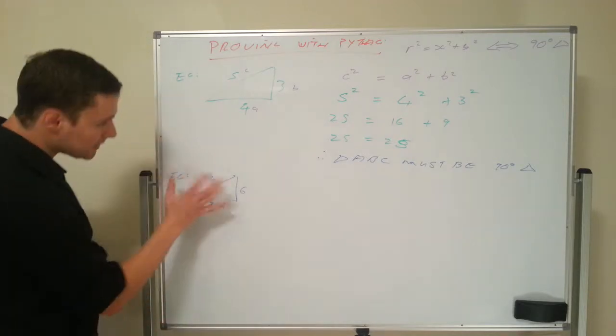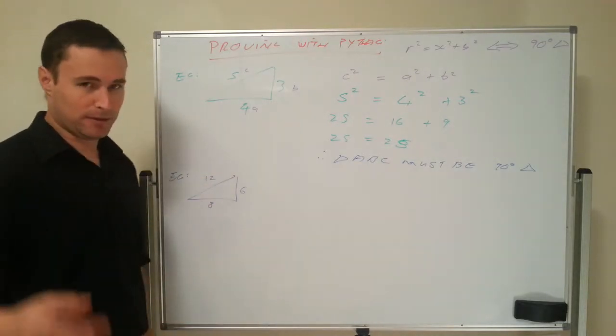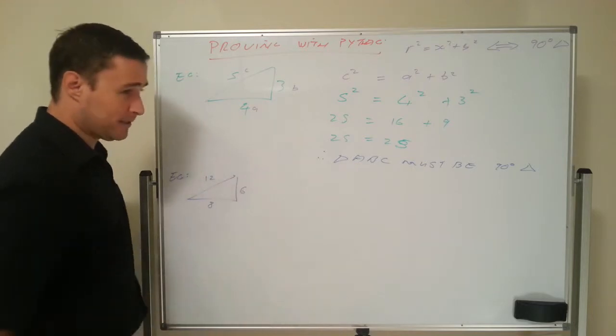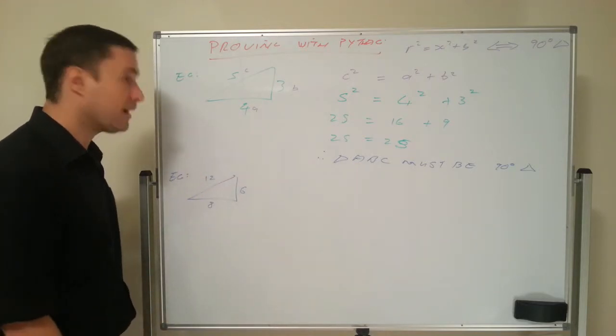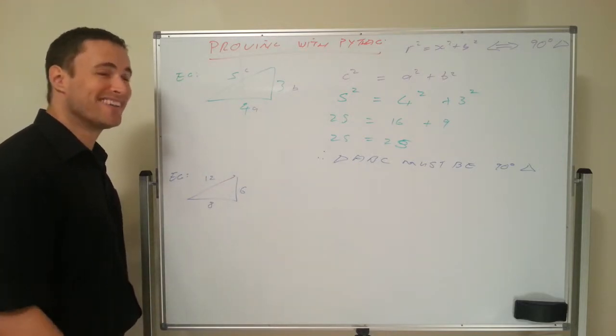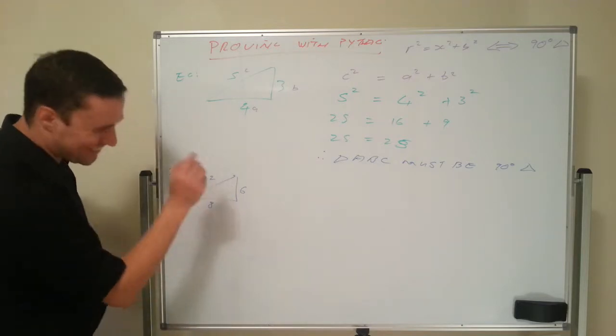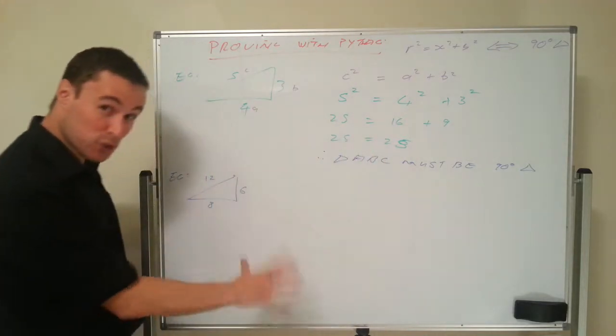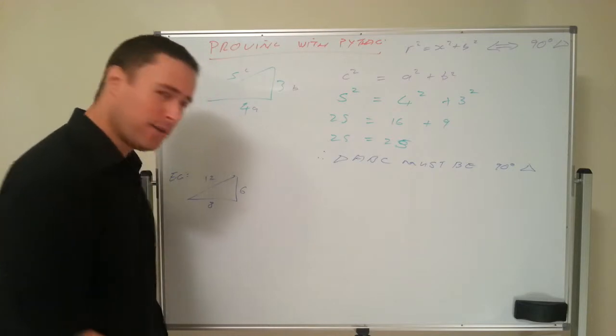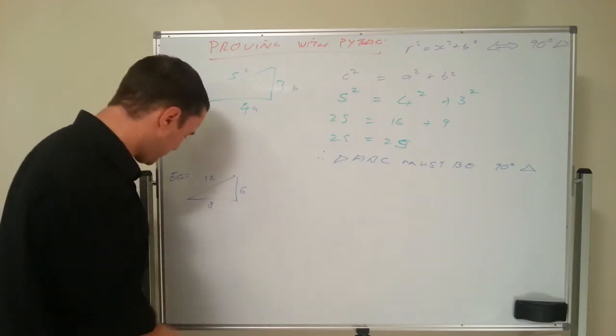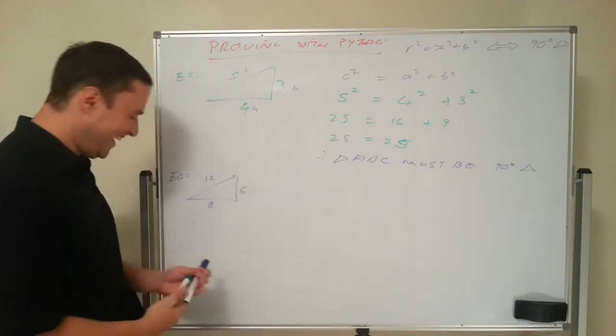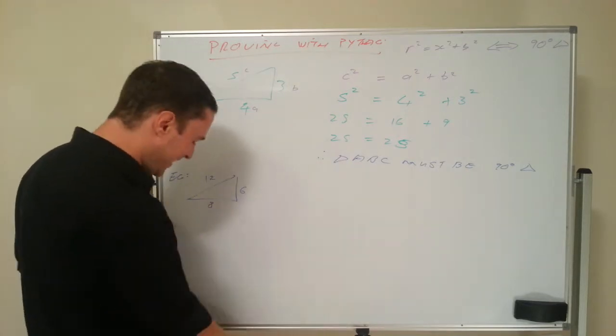They say, is this a right-angled triangle? Well, this here in the corner does look like a 90-degree triangle. Anyway, this does look like a 90-degree triangle, so let's try and show that it's a 90-degree triangle. So let's write down Pythag.